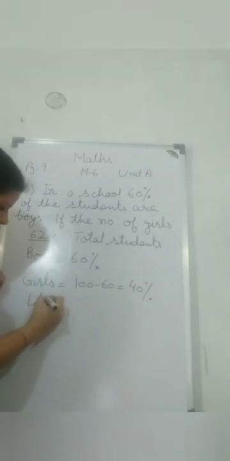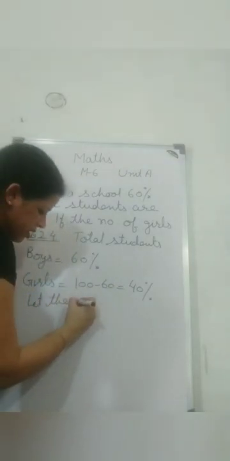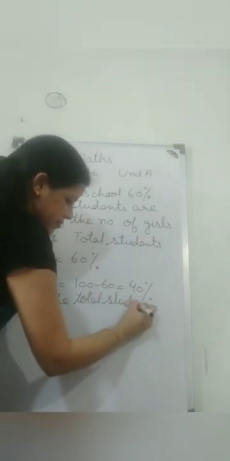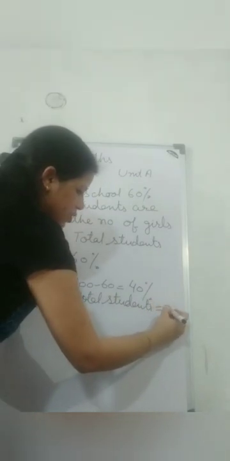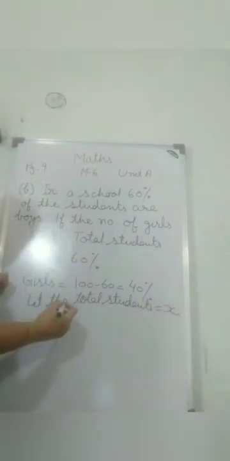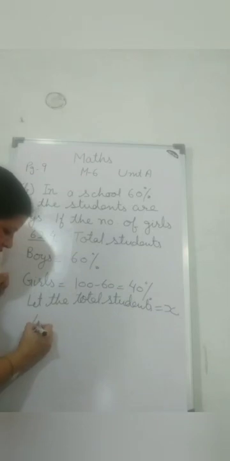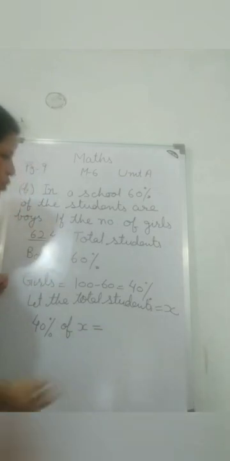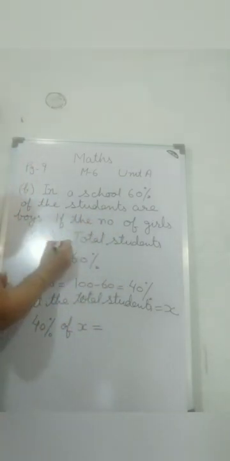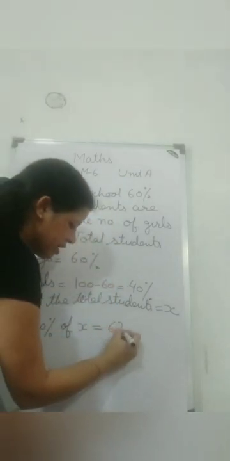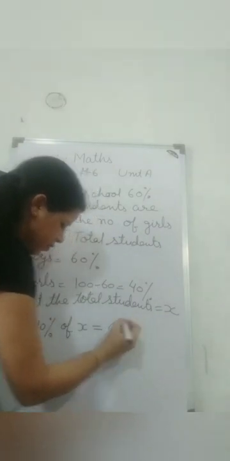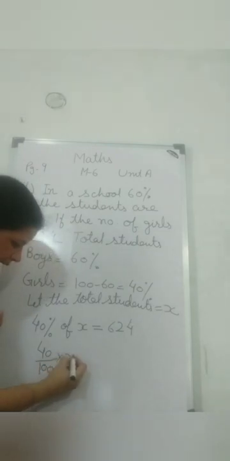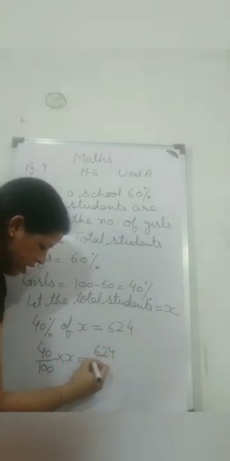Let the total students be equivalent to x. So how do we calculate? It means 40% of x is equal to, it is given to us, the number of girls, that is 624. Now we calculate this. 40 upon 100 multiply x is equal to 624.